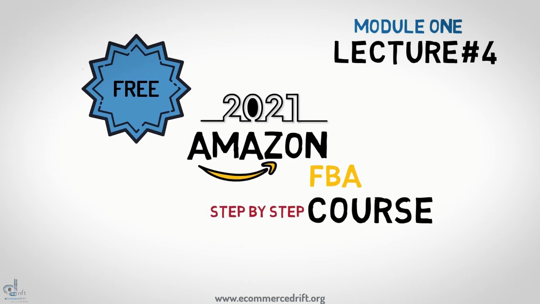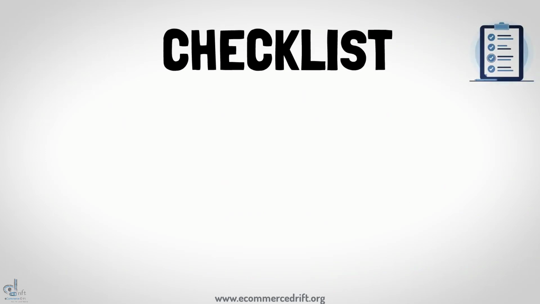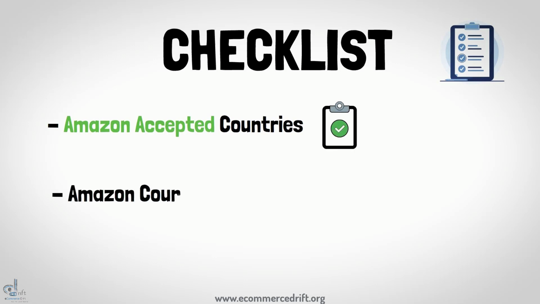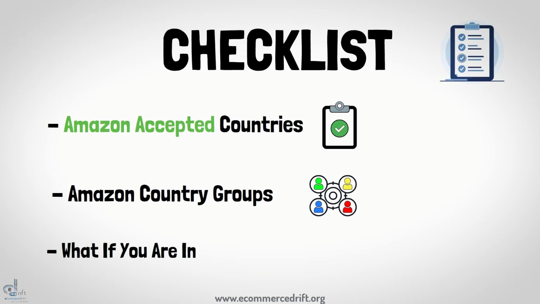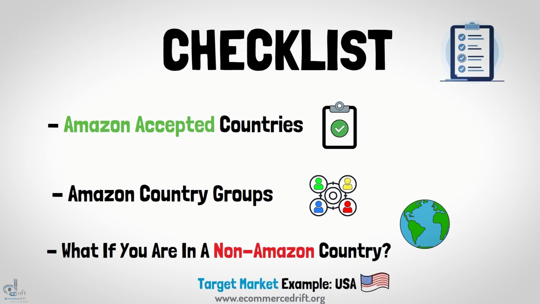Today's topic is really important as we will be going through the Amazon accepted and unaccepted countries, which is vital to know before you start your journey on Amazon. Checklist for today includes the fundamental understanding of what are Amazon accepted countries. Next, we will divide the countries into 4 respective groups based on their attributes for selling on Amazon. And lastly, we will have a look at a few options for sellers based in the non-Amazon or Amazon unaccepted countries if they want to sell on Amazon. The target Amazon market example that we will be focusing on will be the USA.